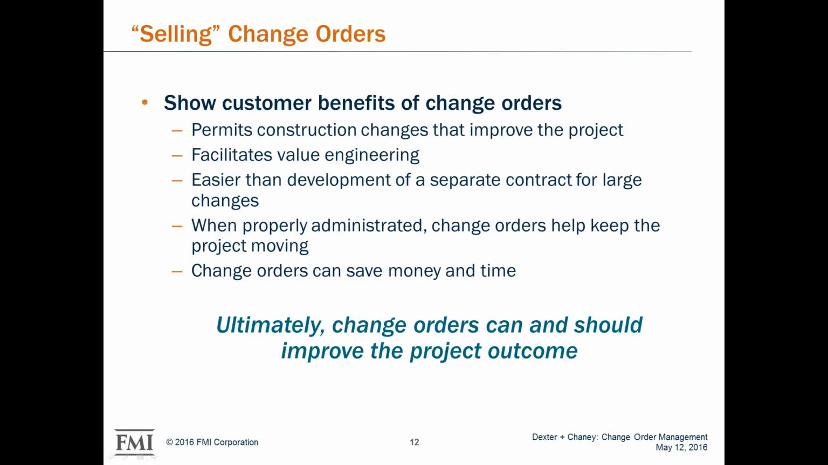It gives you a chance to value engineer a few things. So that's what some of your pricing options are. We can do X instead of Y and we can save you some cash in the long run. Doing this as a change order is easier than doing a whole other separate contract, and again, keeps the project moving. At the end of the day, change orders can save money and time for both parties if they're executed properly. So ultimately, what we want to do here is really just improve the project outcome, and that's what you need to be selling.